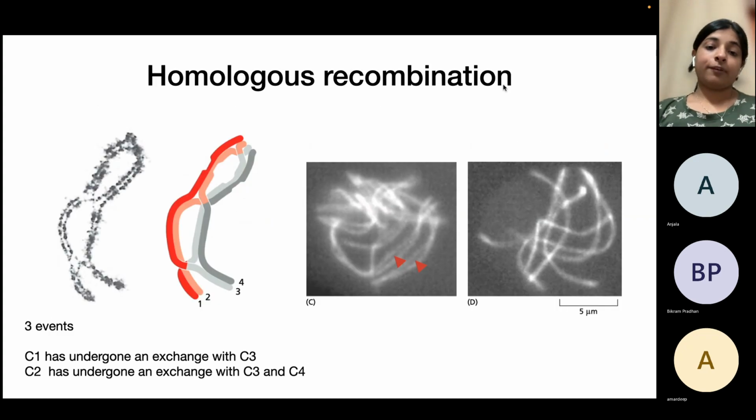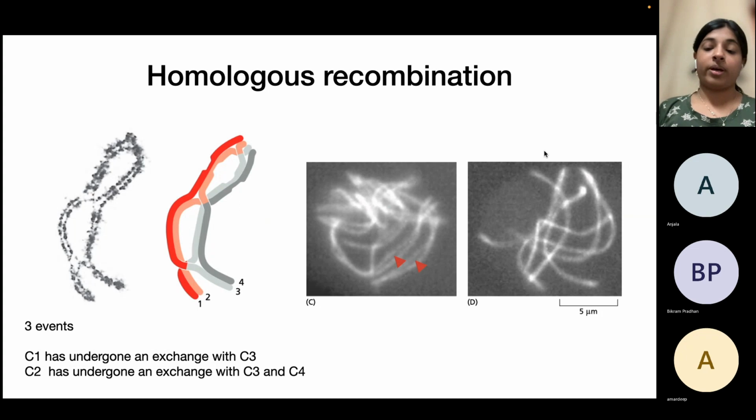So, if you look at this, this is a representative image of homologous recombination happening. Here we can see that there are three events that have happened. One, chromosome 1 has exchanged with 3. Chromosome 2 has exchanged with 3. And chromosome 2 has also exchanged with 4.